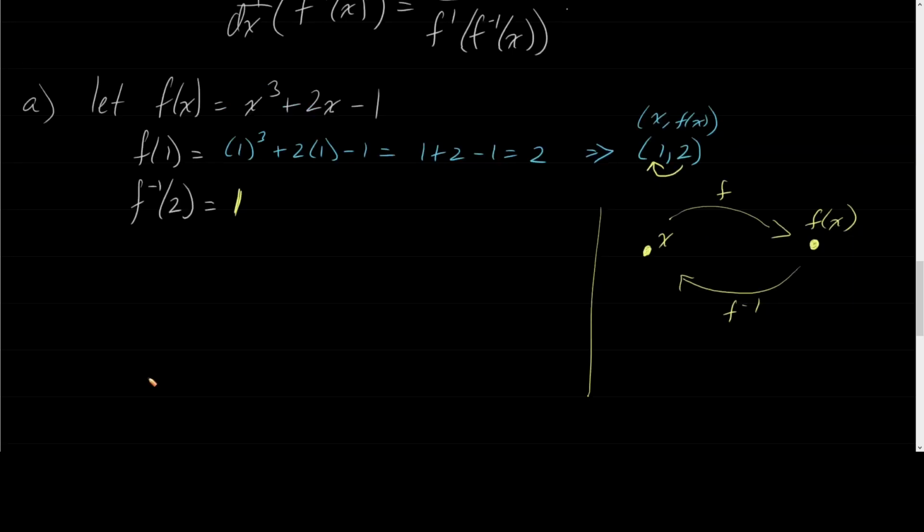Okay. The next thing, let's find what f prime of x is. f prime of x would be 3x squared plus 2, right? Now let's figure out what f prime of 1 is. Well, that would be 3 times 1 squared plus 2. So that's 3 plus 2, which is 5. Cool.